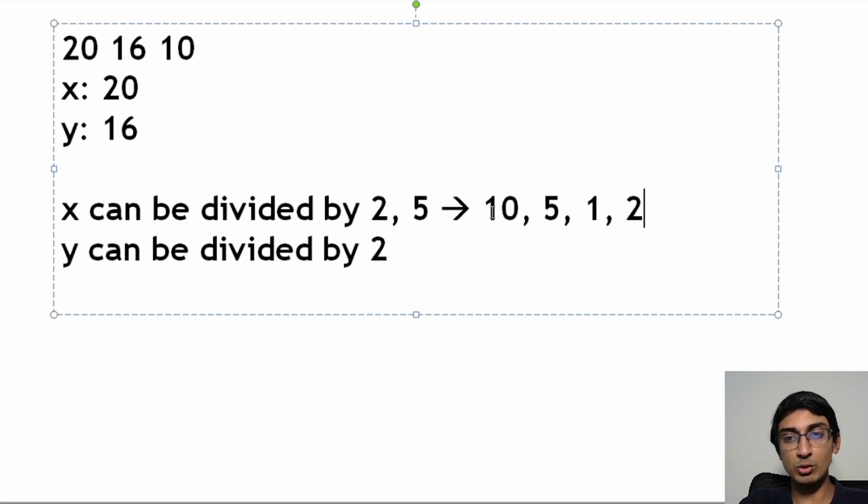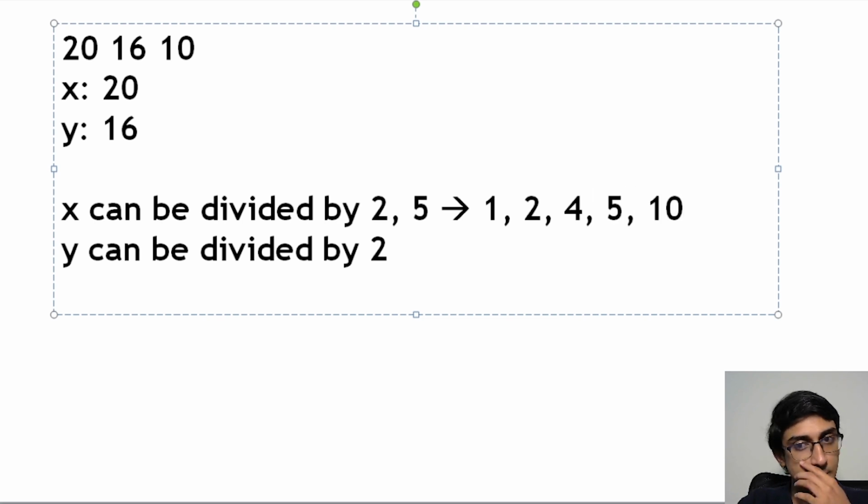So here we divided 20 by 2 first. Had you divided 20 by 5 first, you could have moved to 4, right? So I can move from 20 to 5 by dividing it by 2 and then 2. So the floors I can move to are 1, 2, 4, 5, and 10, right? Is there any other thing?